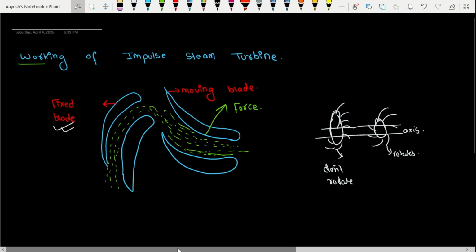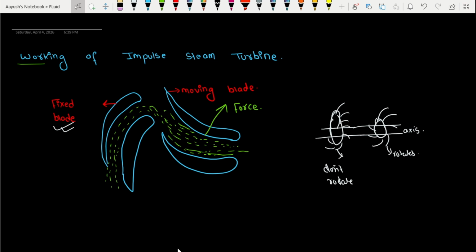So basically what happens is steam is sent in the steam turbine and there are two sets of blades, and first let's say it hits the fixed blade, and when it hits the fixed blade we can notice that here is high area and this is low area.